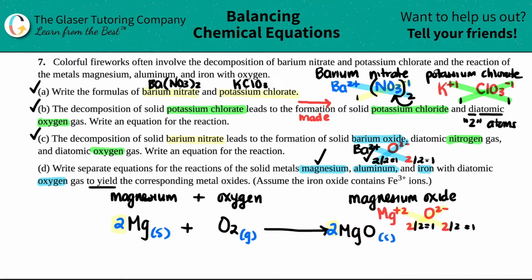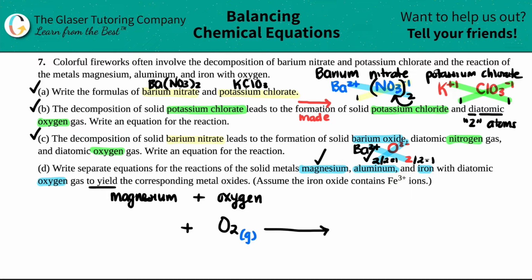Now we have to do aluminum with oxygen. So I'm just going to erase a couple things, so pause the video if you need to. I'm just going to erase away. All of this goes bye-bye because we have a new compound. The only thing that's basically staying the same is the oxygen.